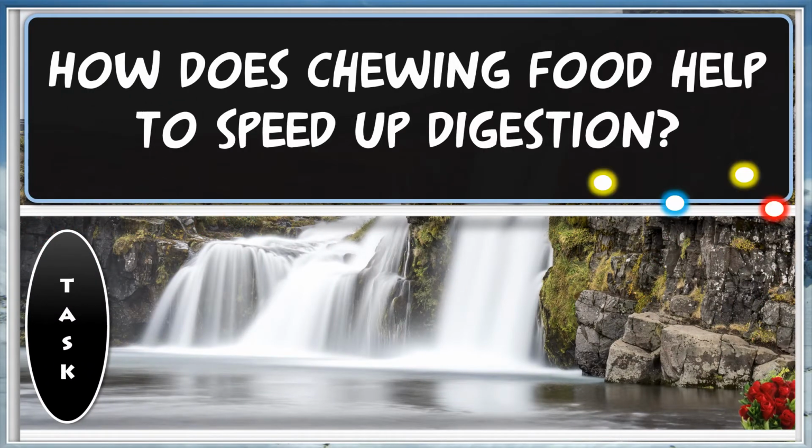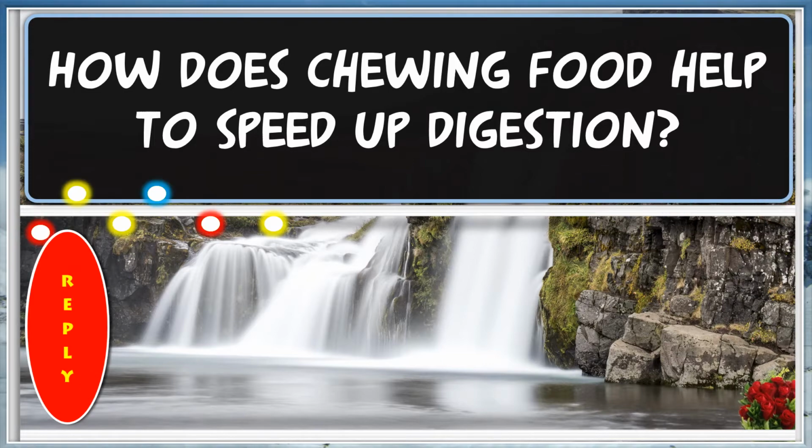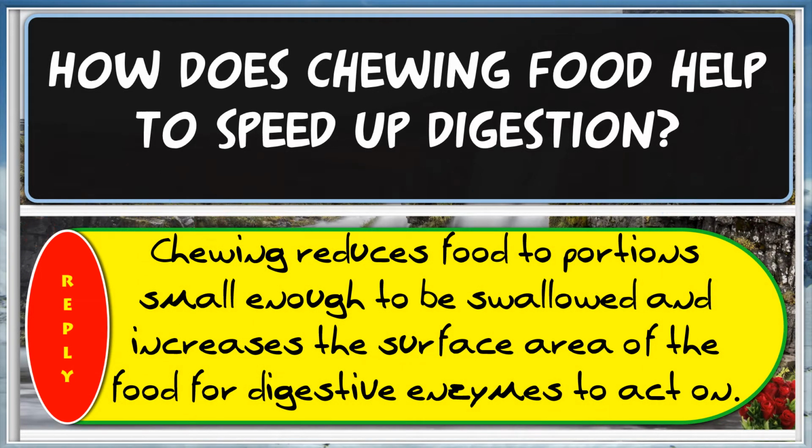How does chewing food help to speed up digestion? Chewing reduces food to portions small enough to be swallowed and increases the surface area of the food for digestive enzymes to act on.